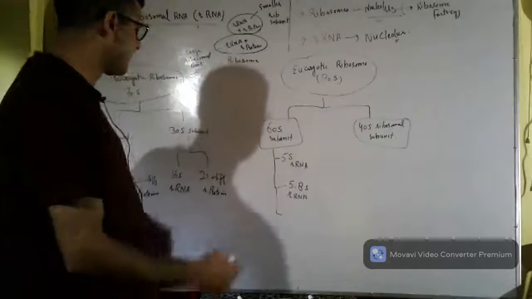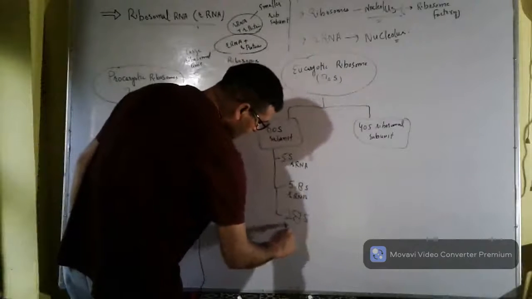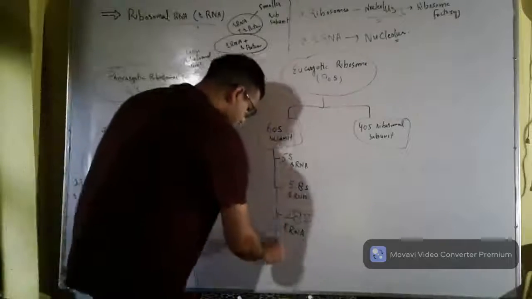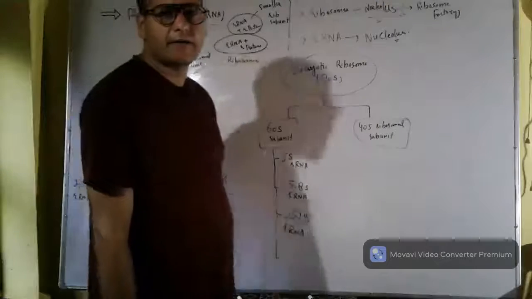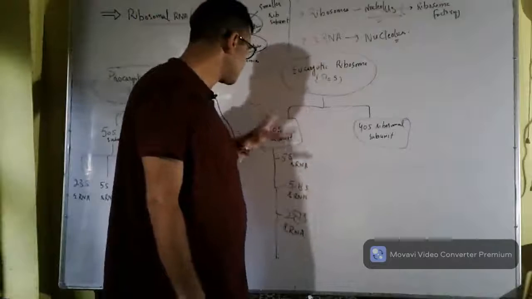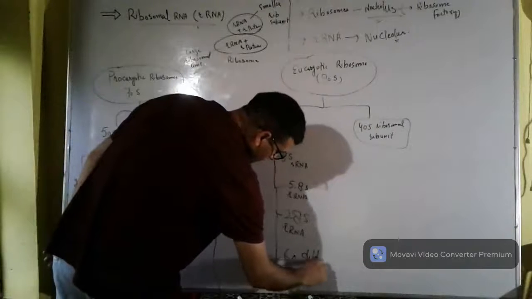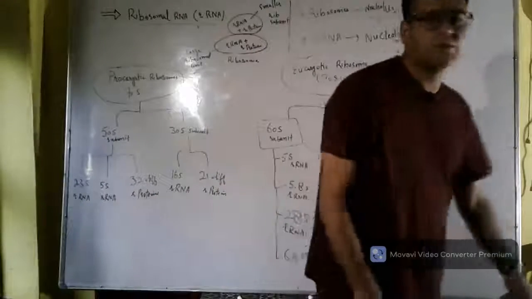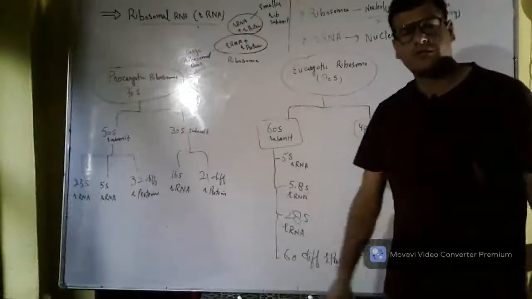And it is having another ribosomal RNA, that is 28S ribosomal RNA. And it has ribosomal proteins, and there are 50 different ribosomal proteins in the 60S subunit of ribosome. So this is called the 60S larger subunit of ribosome.